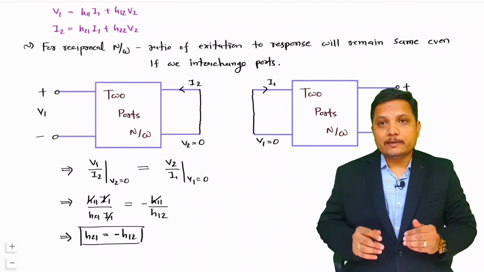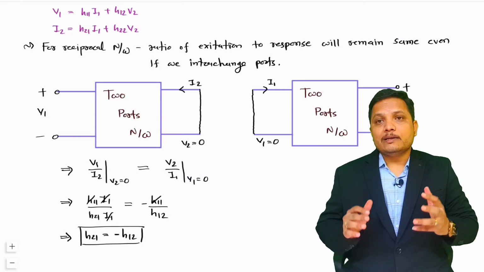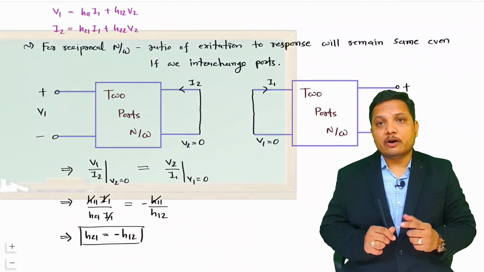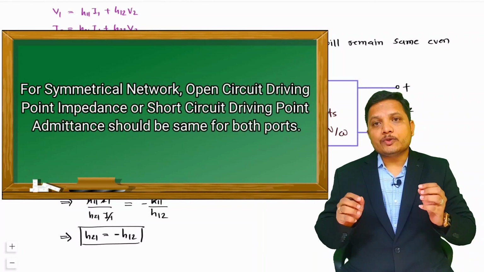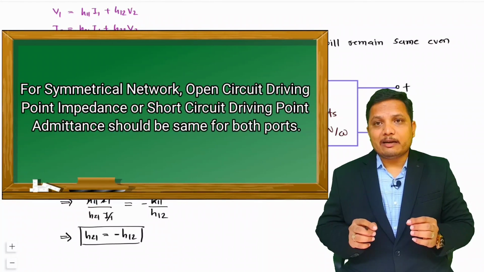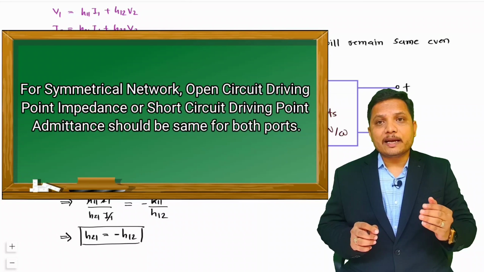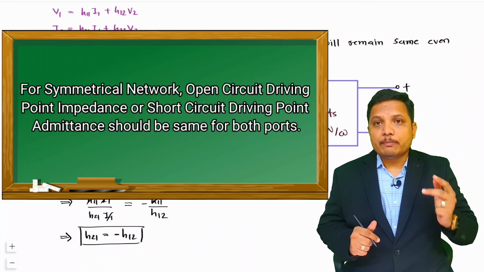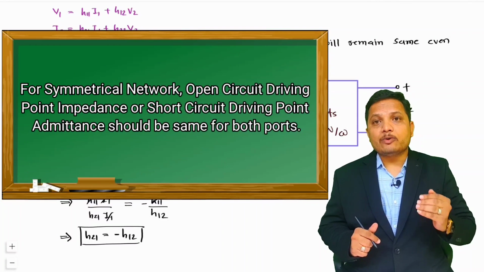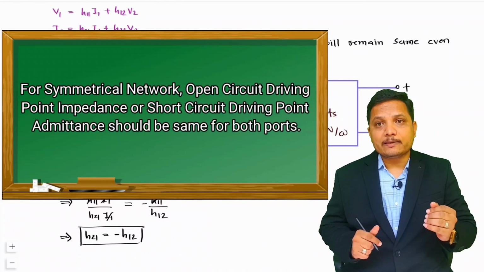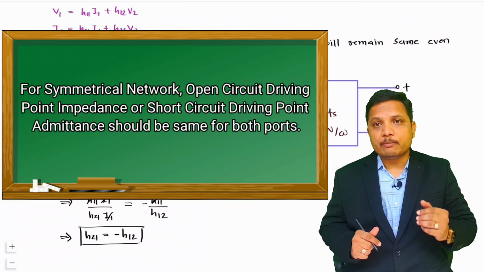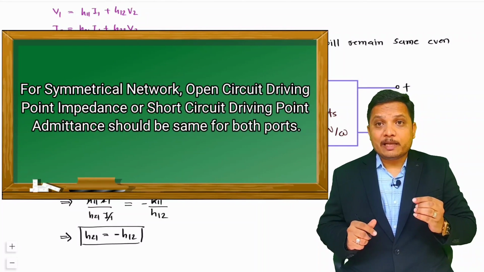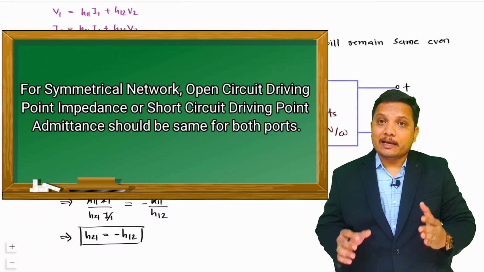Now my dear students, I'll explain you symmetrical network condition. So you should know the basic definition of symmetrical network. Now you should know for symmetrical network, open circuit driving point impedance should be same for both of the ports, or you should have short circuit driving point admittance that should be same for both of the ports. Let me write this definition first. After that I'll explain you how to identify that in H parameter.